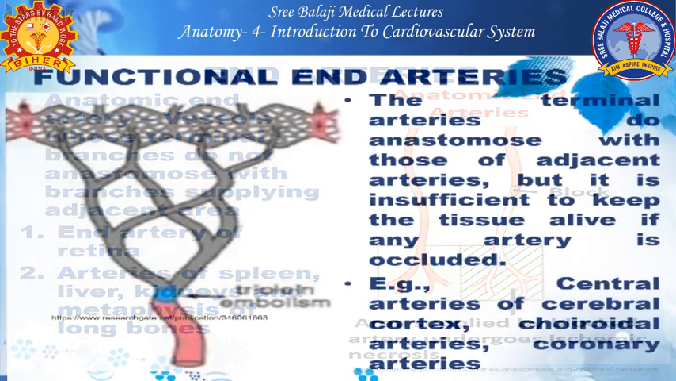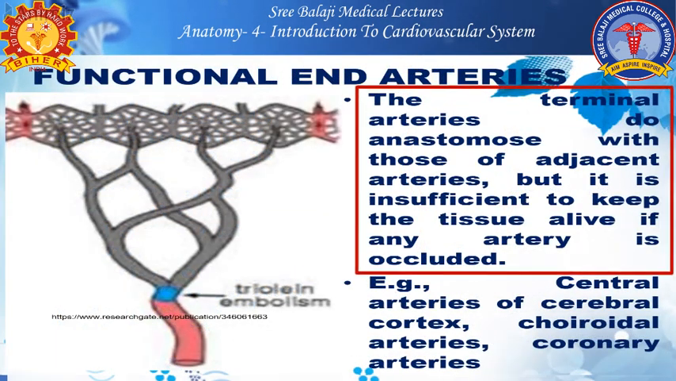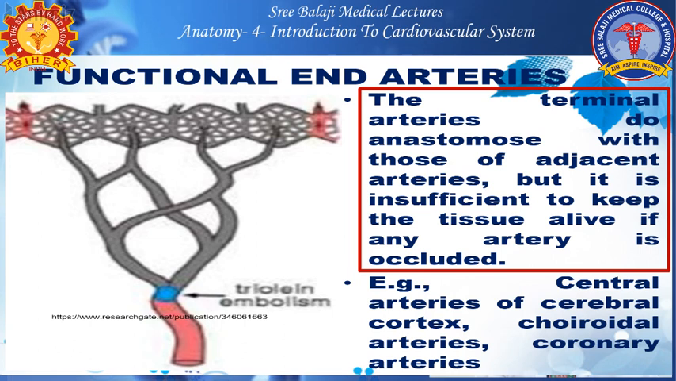Functional end arteries, the terminal arteries are anastomosing with those of adjacent arteries, but it is insufficient to keep the tissue alive if the artery is occluded. For this, the example are the central arteries of cerebral cortex. That is why in cases of stroke, we see functional damage of the whole area.